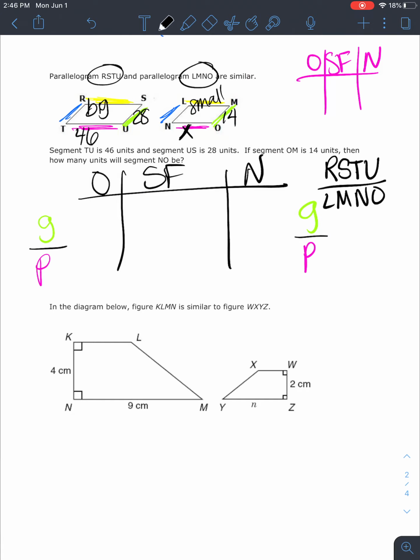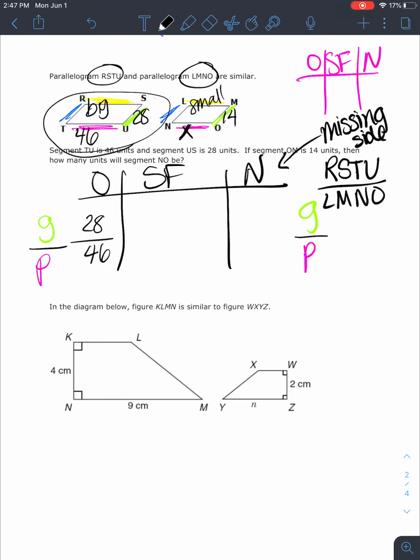For this top one, what always goes on the N, the new, is the one that's missing a side, because we want to solve left to right. That means the shape that has both the pink and the green is the big one. So that's what I'm going to have here, 28 over 46. On this side, my green is 14 and my pink is missing. So what I want to do is figure out what my scale factor is so that I can figure out what my X is.